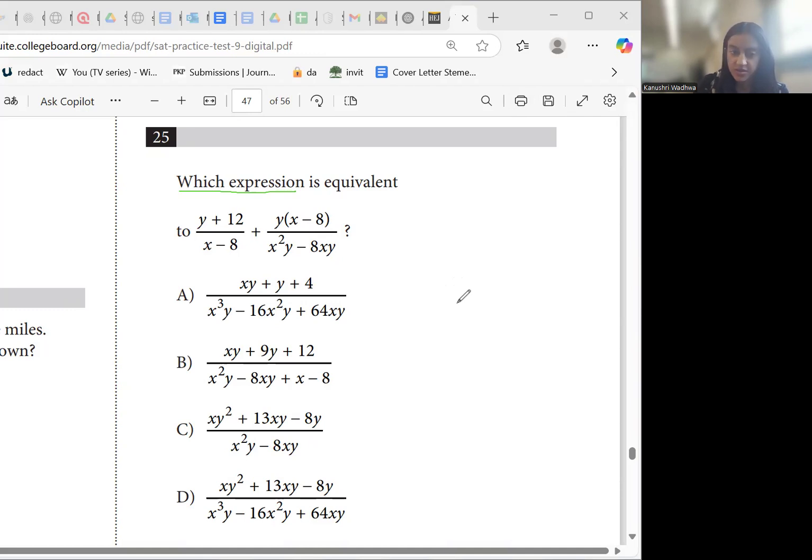I do want to note now that there is a way to do this using the graphing calculator, which you can use, if you have time, in order to check your answers. However, I do think that the fastest way to do this is just by hand.